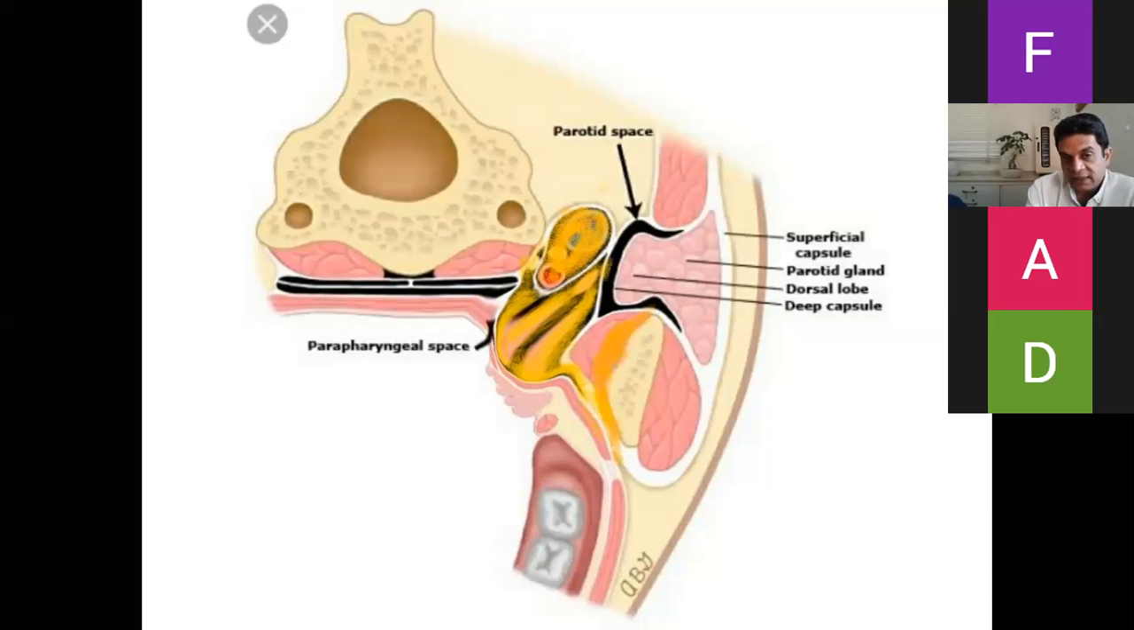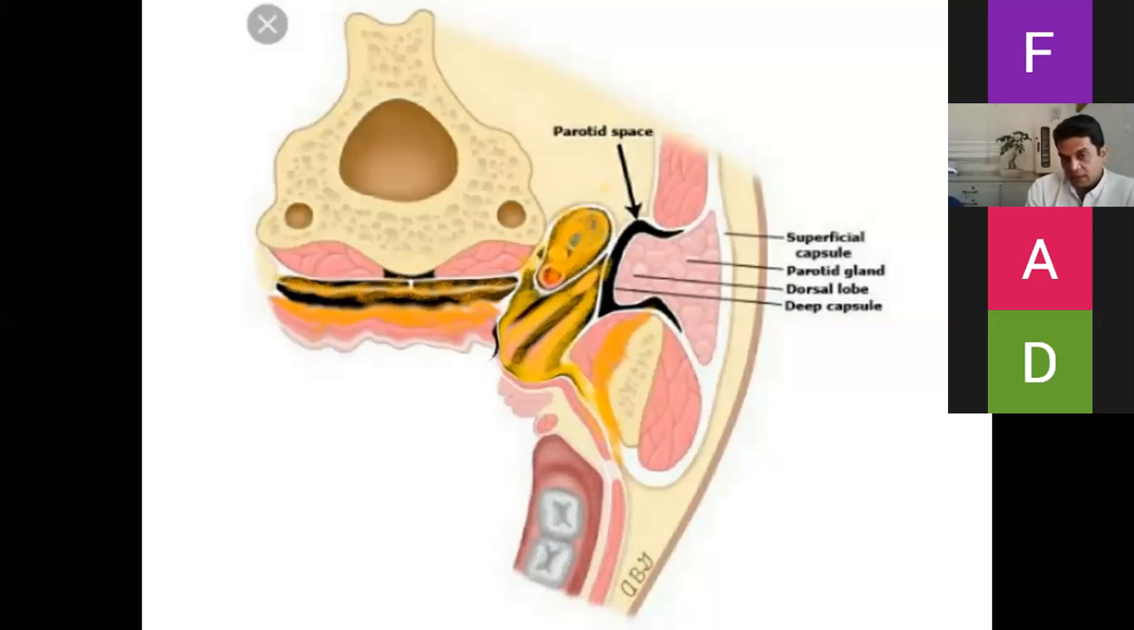Then it can further spread from the lateral pharyngeal spaces into the retropharyngeal spaces. Again, the symptoms will be the same. The patient will have a swelling in the posterior wall of the pharynx also, and will have pain, trismus, and dysphagia.